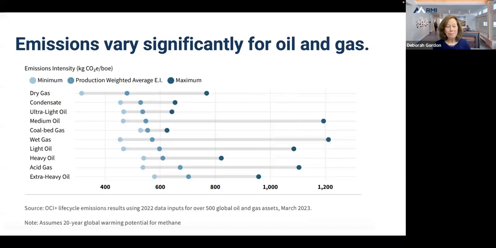Next slide. My original hypothesis for this project going back a decade was that the emissions would be wide-ranging, which you can see here. These are the life cycle intensities, emissions intensities of different types of oil and gas assets. And that did prove to be true, as you can see, from under 400 kilograms per barrel of oil equivalent to over 1,200 from a life cycle perspective.